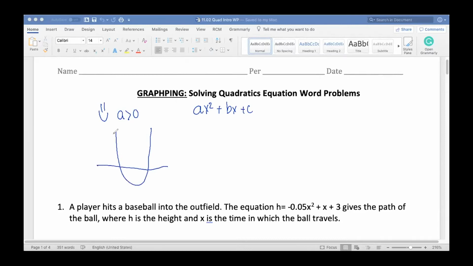I would draw a graph like this. Oops, not pretty, but it's okay. And then when a is negative, you're sad, right? The graph opens down. So we have this scenario looking like this.